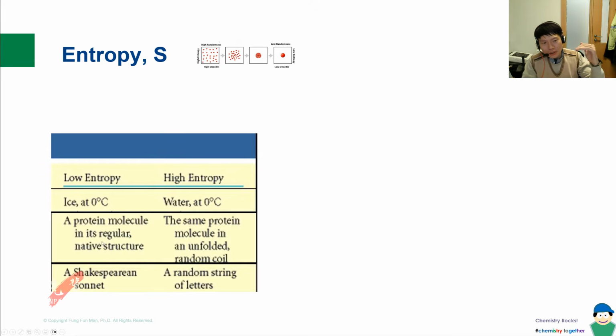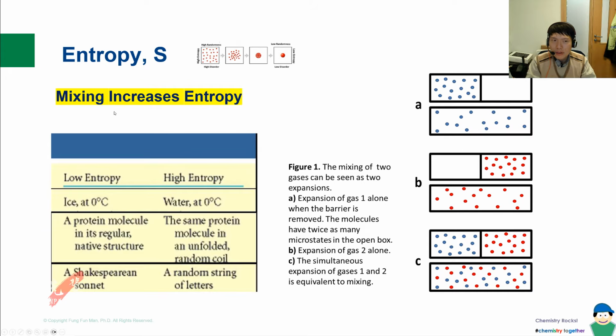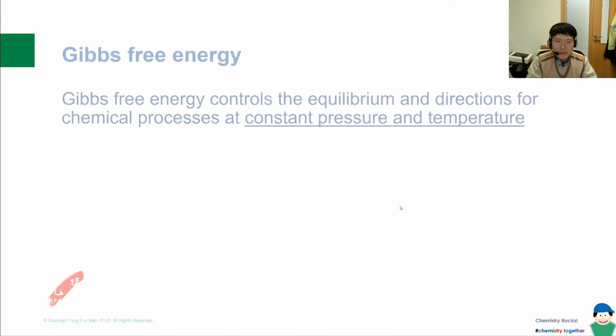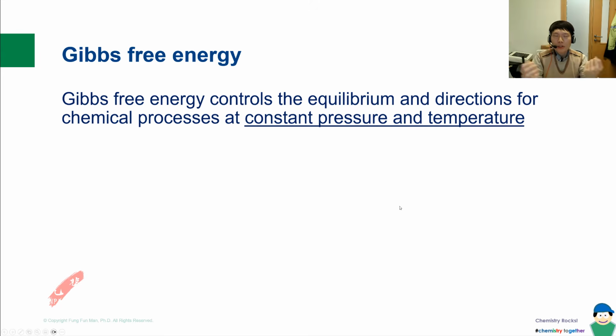A protein molecule in its regular native structure, versus the same protein molecule unfolded into a random coil. High entropy. You get it? So mixing increases entropy, of course, right? You have one thing, but when we mix two different things here, you jump up. It looks completely different, and you have more randomness on left and right, mixing together. You can tell visually. What it means is if we have a mixture of molecules, it's more random than just one pure molecule. Impurity increases entropy.